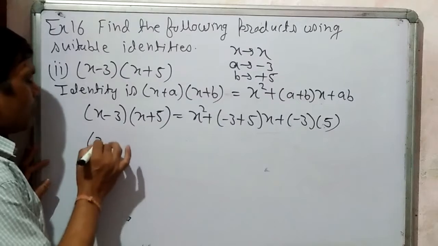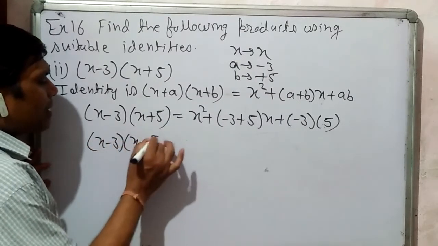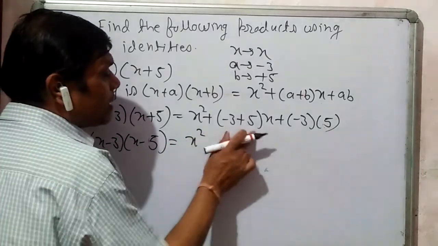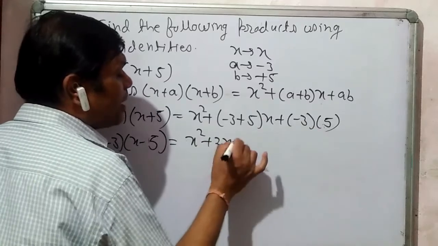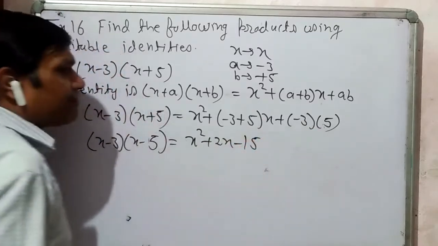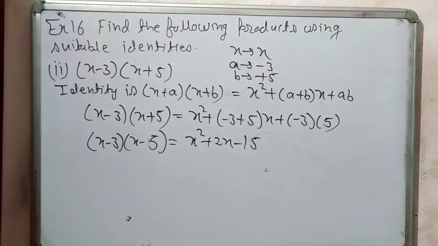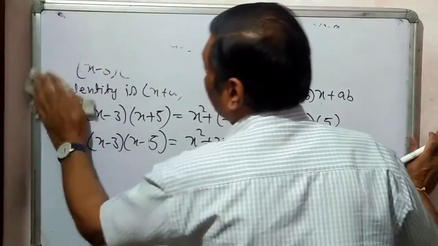Let us solve this out. We get (x minus 3) multiplied with (x plus 5) should be x square, minus 3 plus 5 is positive 2, plus 2x, minus 3 into plus 5 is negative 15. So this gives us the answer for this particular case. Right? Let us see what is example number 17.